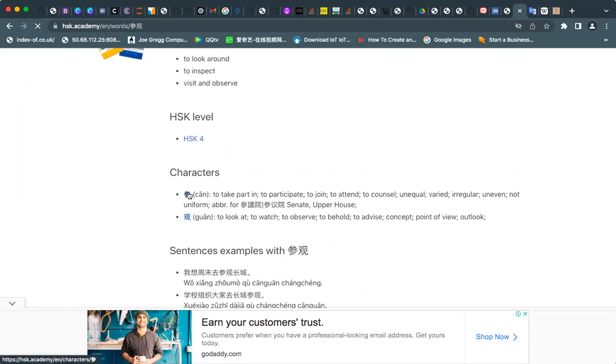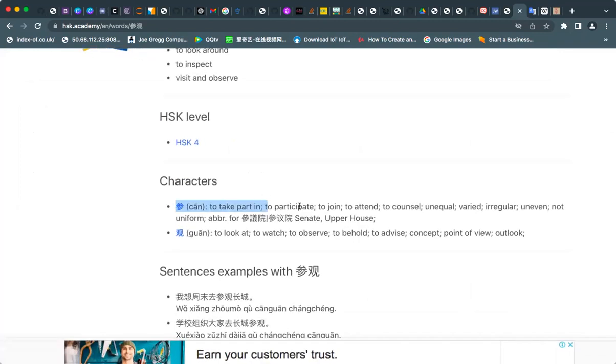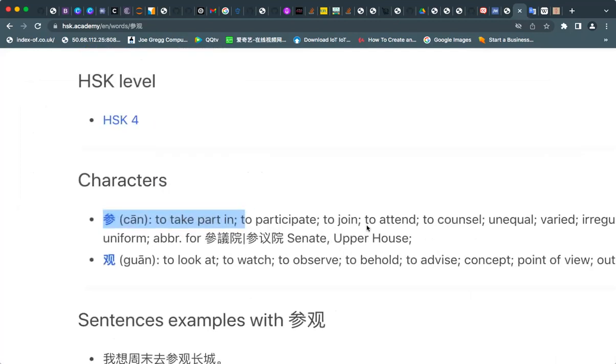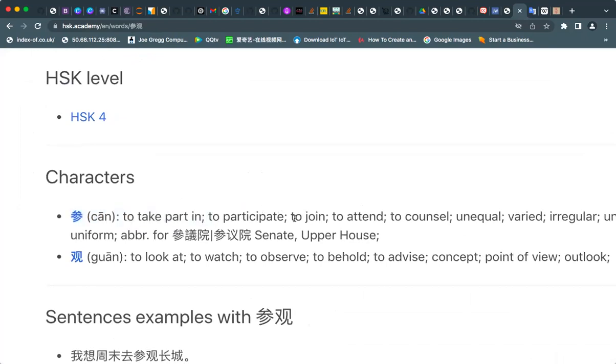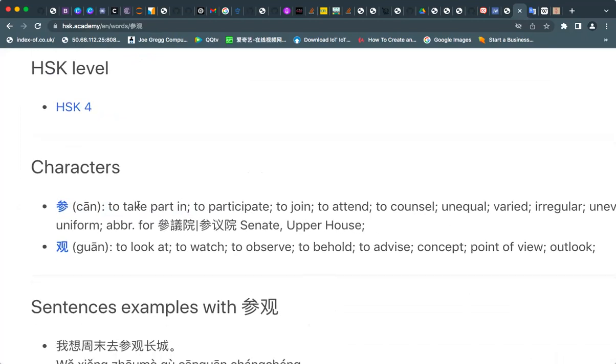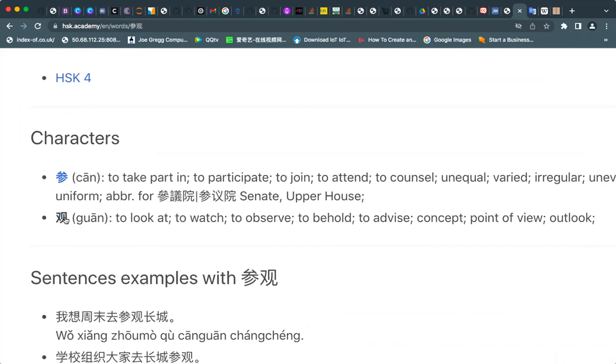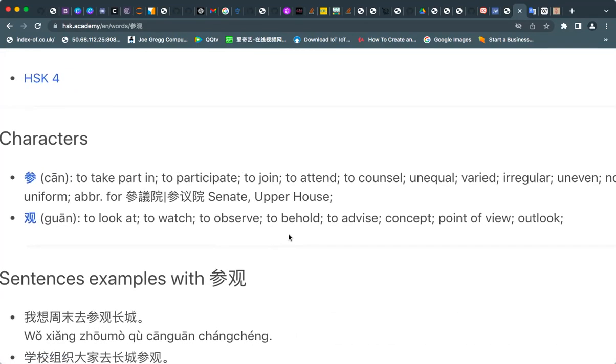Okay. Here they break it up for us into two parts. The first part has to do with to attend or participate, right? That's time. And then Quan, as you remember, we see the GNA is to do with seeing. So what this means is to look at, to behold, right? Our point of view.